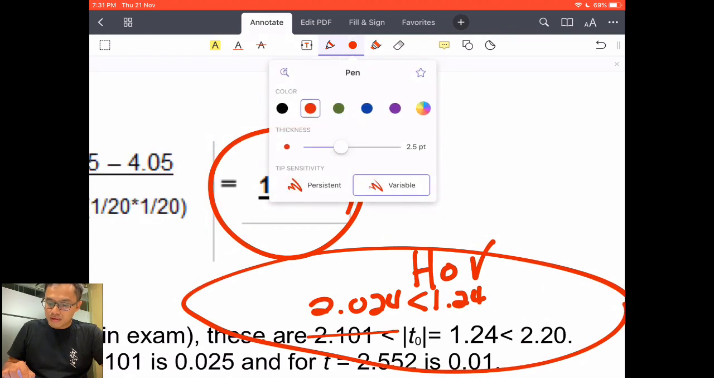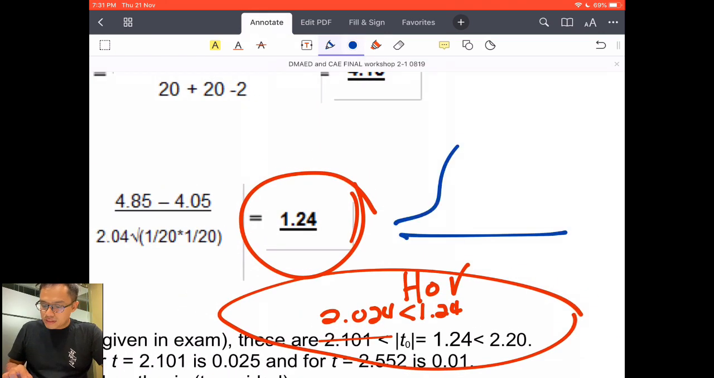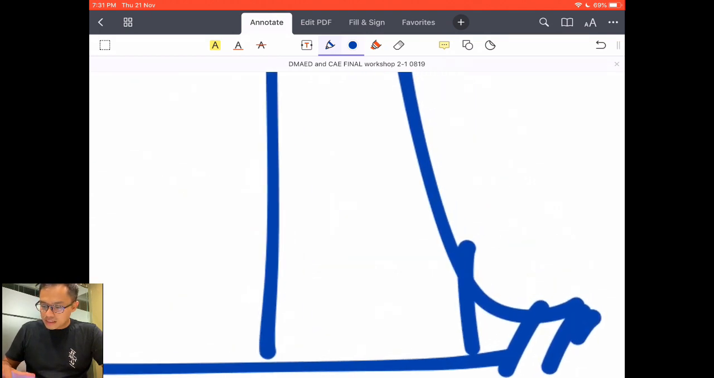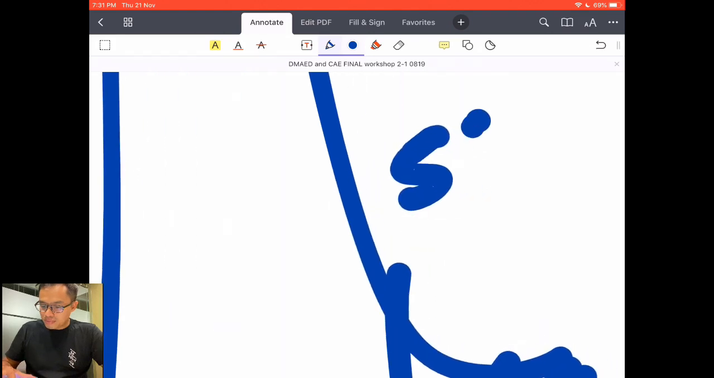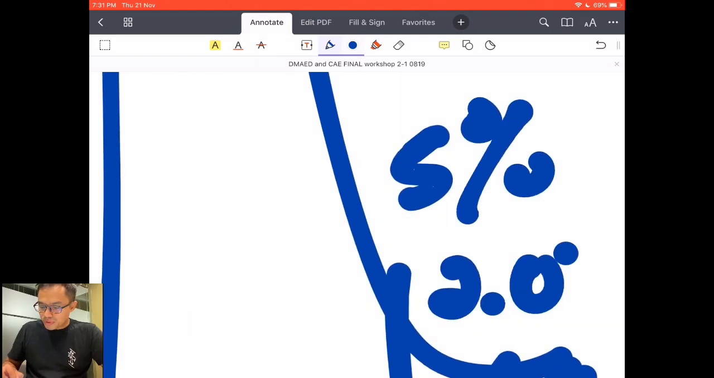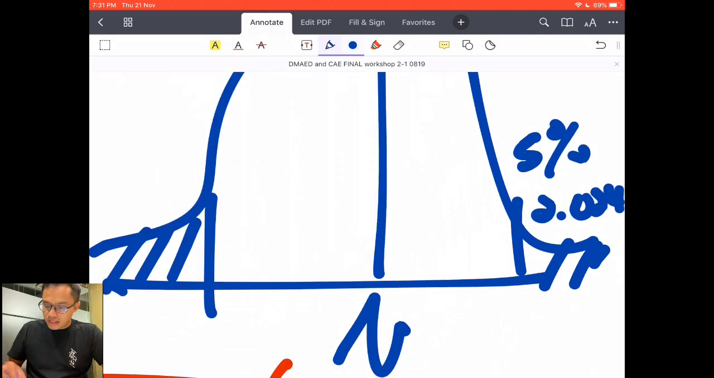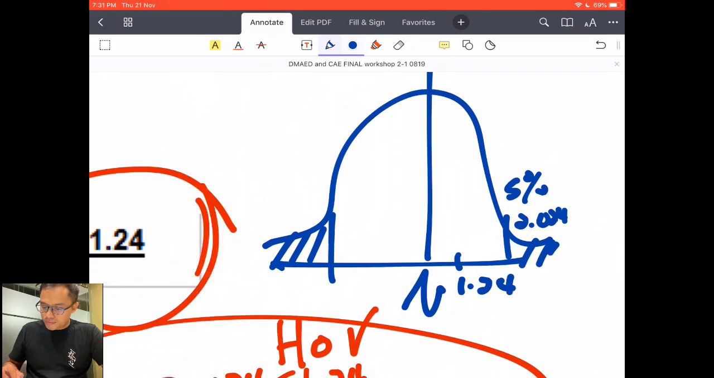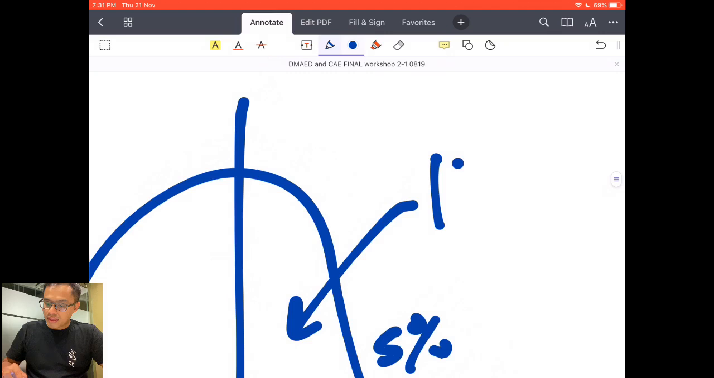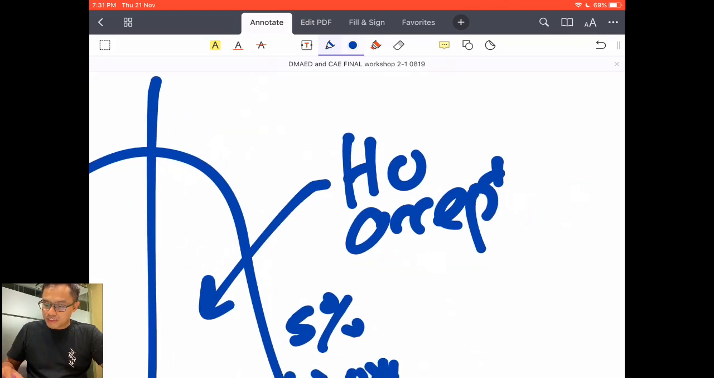Let me use a blue color pen. This is your distribution graph. This is your mean. This is your rejection region. Since it is positive value, it is 5% here, 2.024, and our T0 is inside 1.24. Therefore, it is in the H0 accept region.